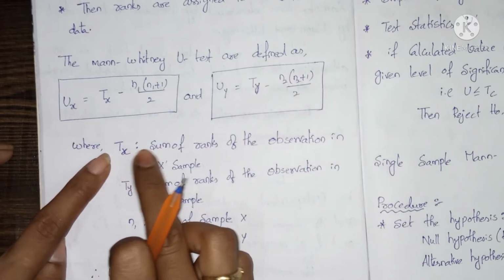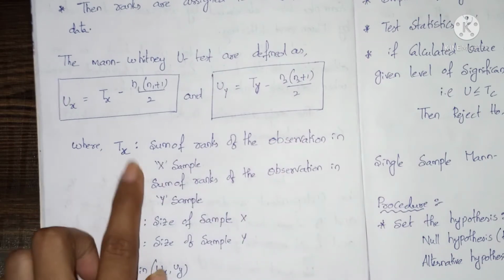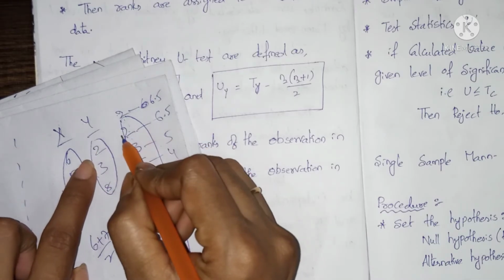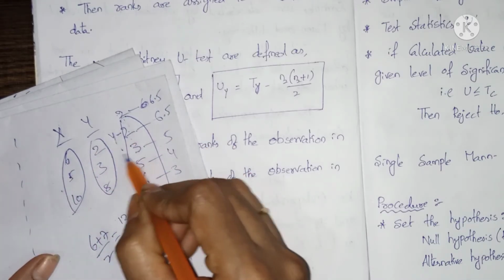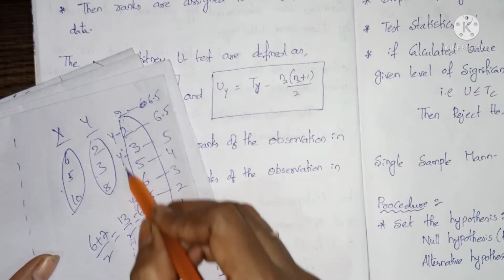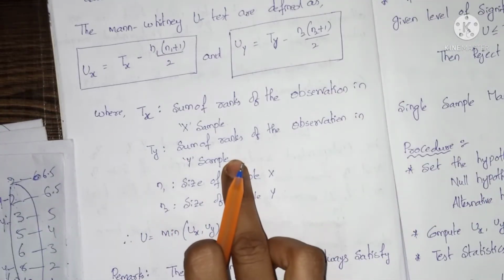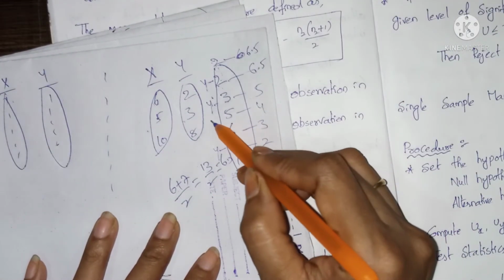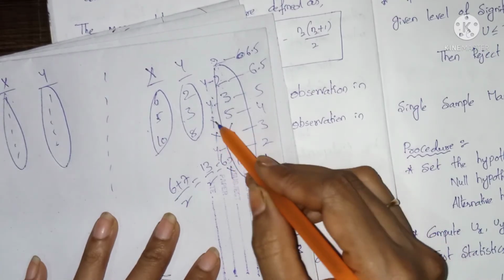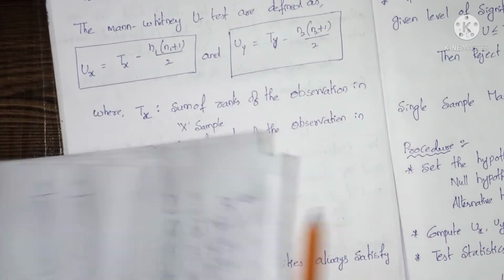Here Tx is the sum of ranks of the observations in the x sample. What does this mean? Here 2 belongs to the y sample, 3 belongs to the y sample, and 8 belongs to the y sample. That means regarding the y sample we have only 3 ranks, so the Ty value is 3 here. Next, for Tx, 5 belongs to x, 6 belongs to x, and 10 also belongs to x, so the Tx value is also 3. Like that we have to find out.